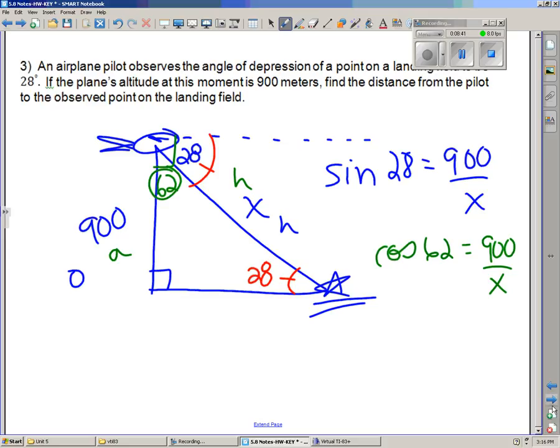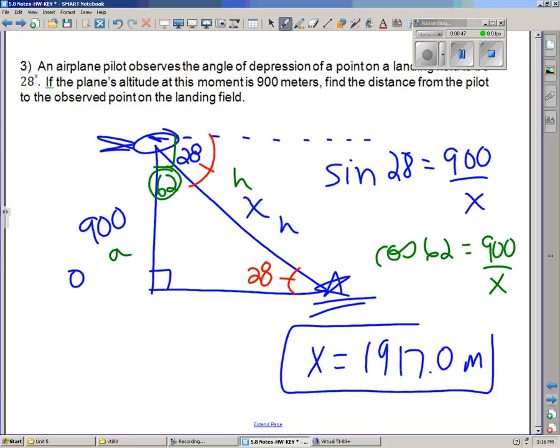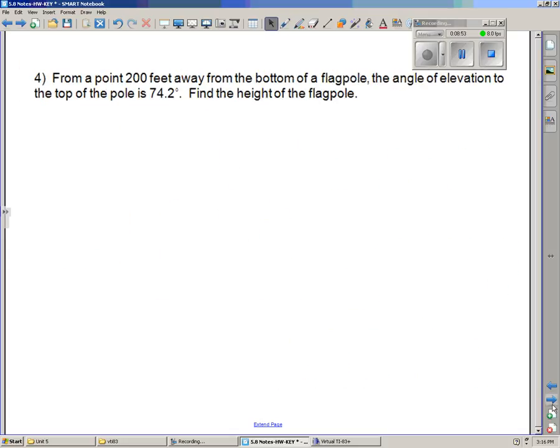Either one gives you the same answer, and that answer is 1917.0 meters. Got 3 more to go.